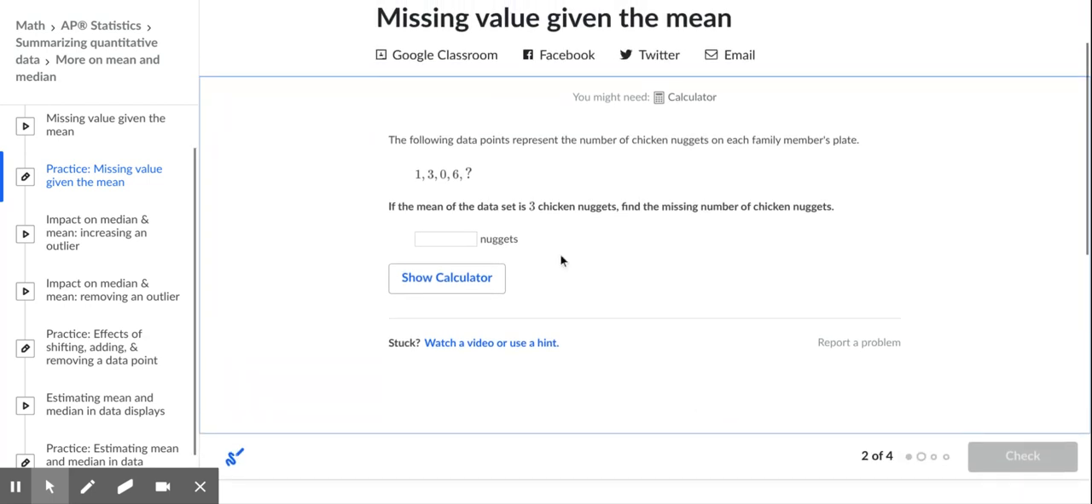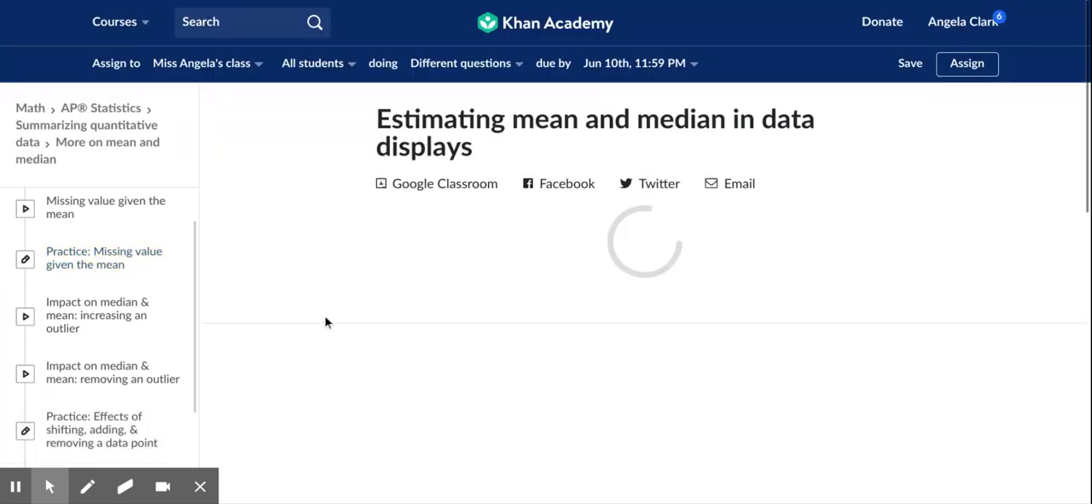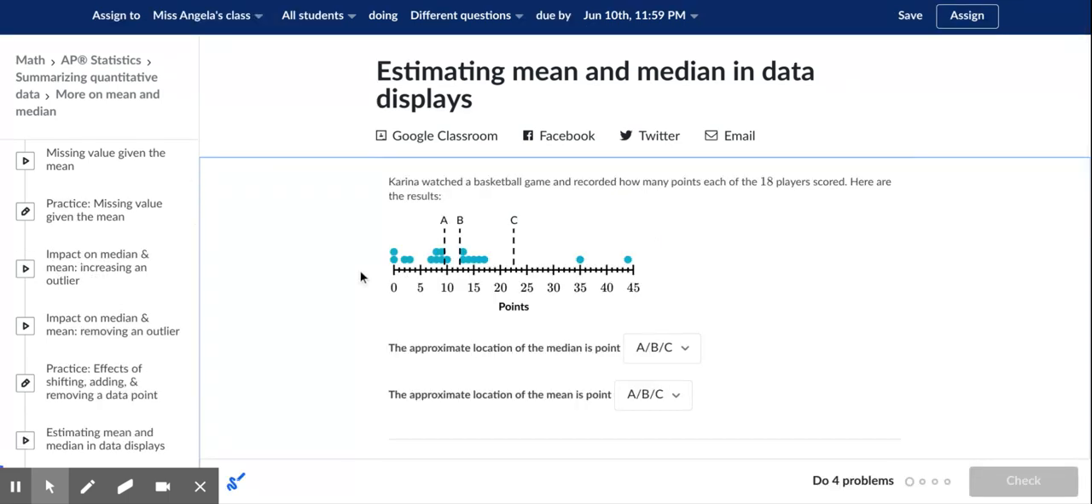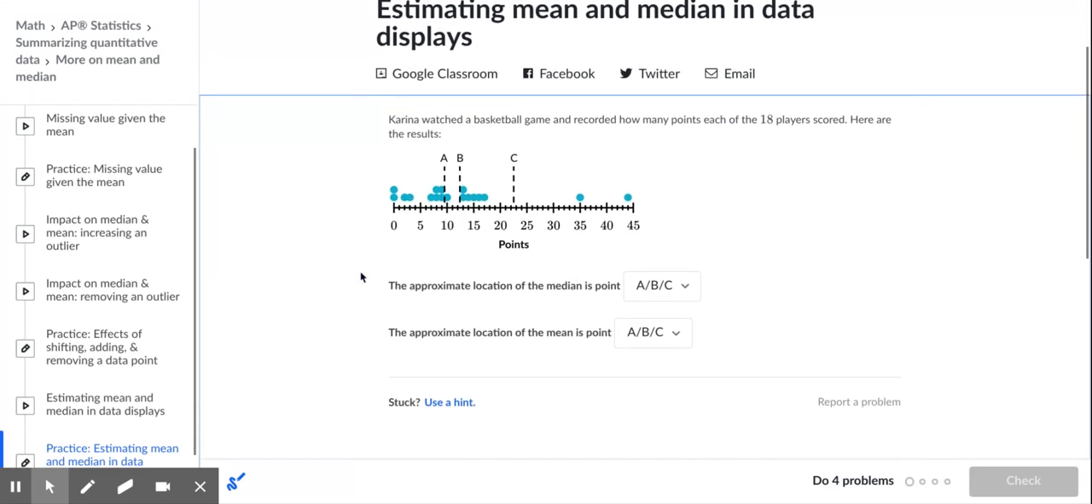Okay, so then this would be the same idea. They just didn't give you a graph. So yeah, it would be exactly the same process. I'm not going to go through it again. The process is the same. Let's move on to this assignment, estimating mean and median in data.